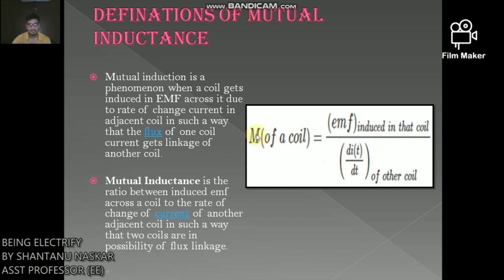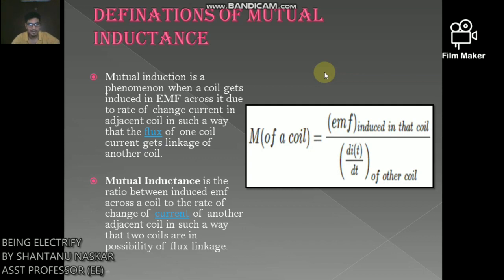So if this is M of a coil, mutual inductance, the EMF induced in the coil and di by dt, that means the rate of change of current. Now whenever there is a time varying current in a coil, the time varying flux will link with the coil itself and will cause a self-induced EMF across the coil. This EMF is viewed as a voltage drop across the coil or inductor.